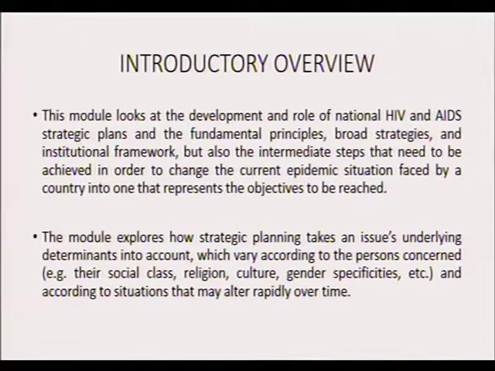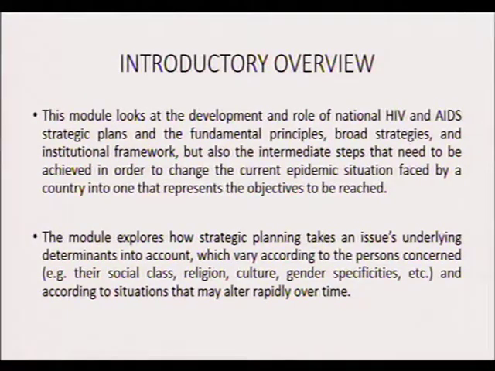Introductory overview. This module looks at the development and the role of national HIV and AIDS strategic plans and the fundamental principles, broad strategies, and institutional frameworks, but also the intermediate steps that need to be achieved in order to change the current epidemic situation faced by a country into one that represents the objectives to be reached.